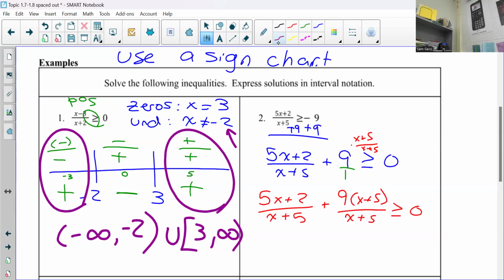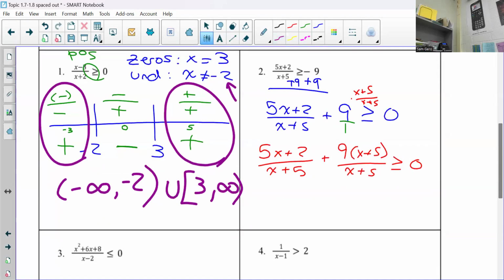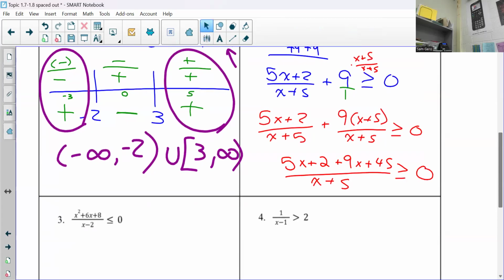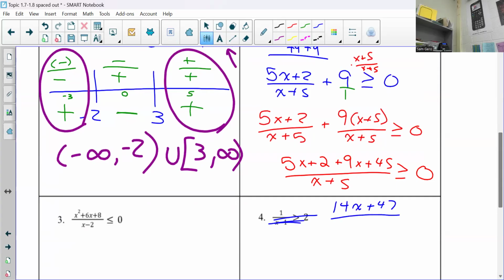I'm going to write this as one fraction. So I have 5x plus 2 plus 9x plus 45, all over x plus 5, is greater than or equal to 0. I'm going to go into the number 4 spot. So just an FYI, I made the space. This is going to be (14x plus 47)/(x plus 5), greater than or equal to 0.